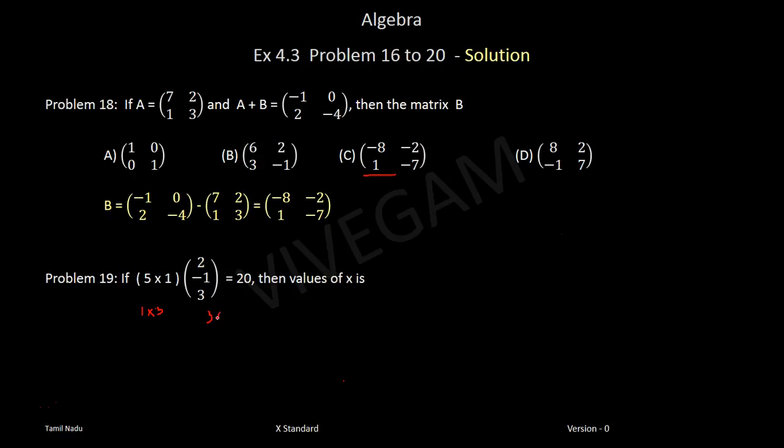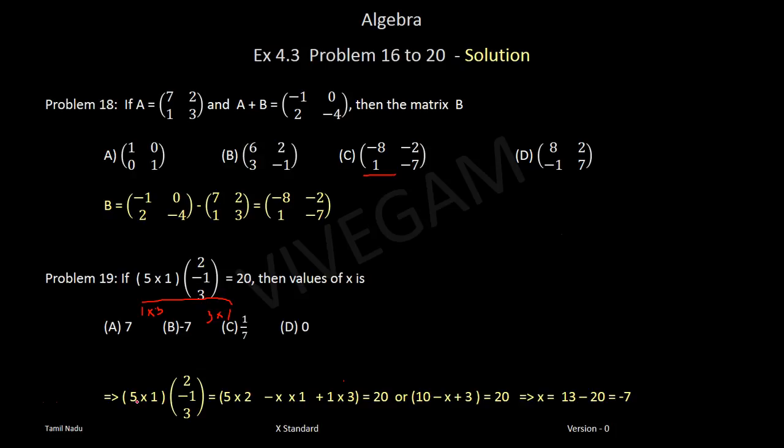So the matrix multiplication is defined, and what will be the resultant matrix? You will get 1 by 1. Never mind. So the resultant matrix will be 1 by 1, right? And that is what this is. They have given it as 20, and we are asked to find the value of x. So do the matrix multiplication, and whatever value you get, equate it to 20. That will give an equation in x and solve it, right?